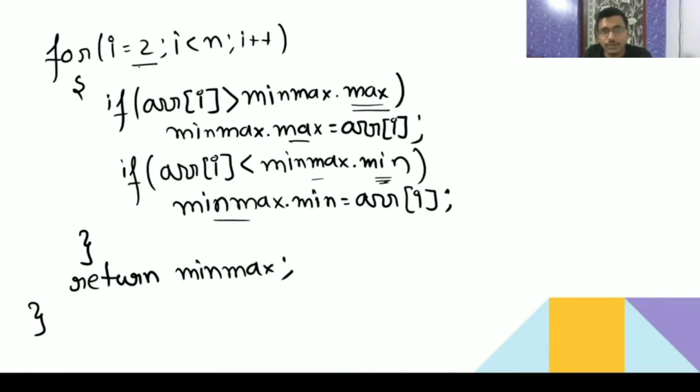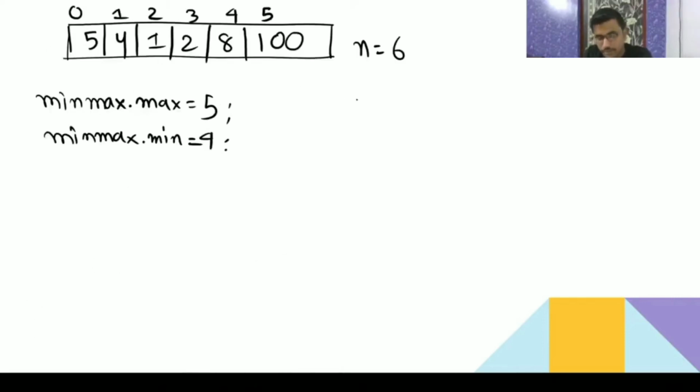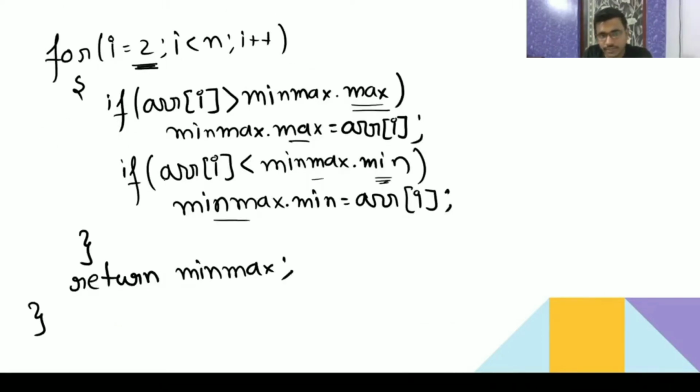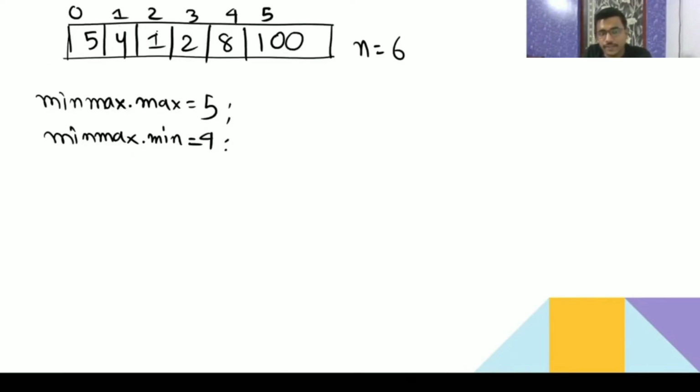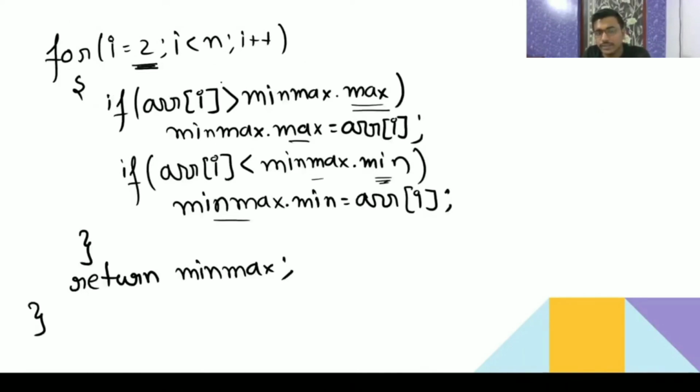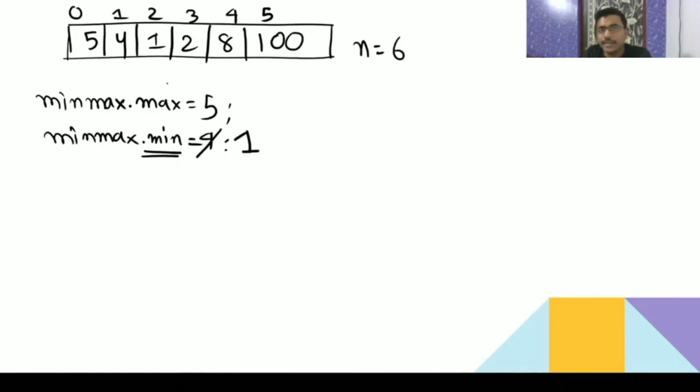Now I will start from i equal to 2. I will check whether array of 2 is greater than max. Array of 2 is 1, is it greater than max? No, it is not greater. Done. Now the condition: is array of 2 smaller than min? Yes, it is smaller than min. So your min will get updated to array of 2, that is 1. Now i will get incremented by 1, to 3.